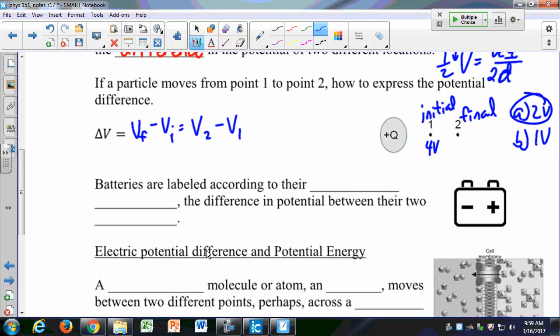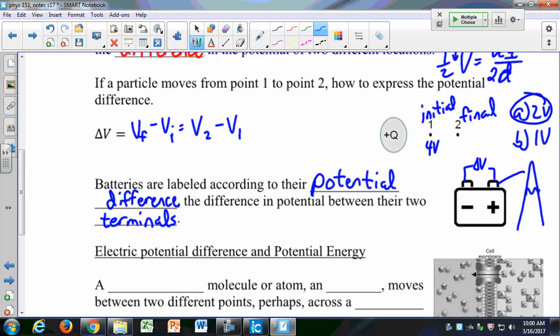Okay. Batteries are labeled according to their potential difference. It's the difference in potential between their 2 terminals. So this would be delta V. Think about my mountain. This is the high side of the mountain. This is the low side of the mountain. And charged objects are going to move from the high side of the terminal. They're going to go through your circuit, through your Walkman radio or whatever it is that you have.